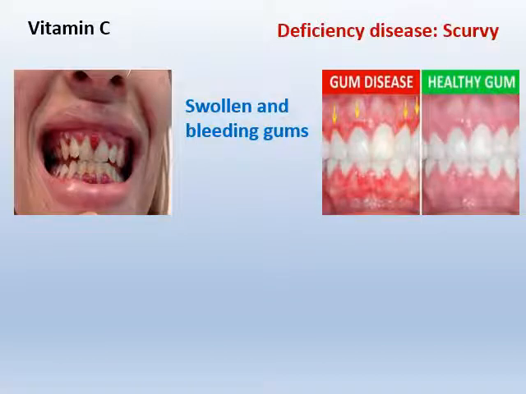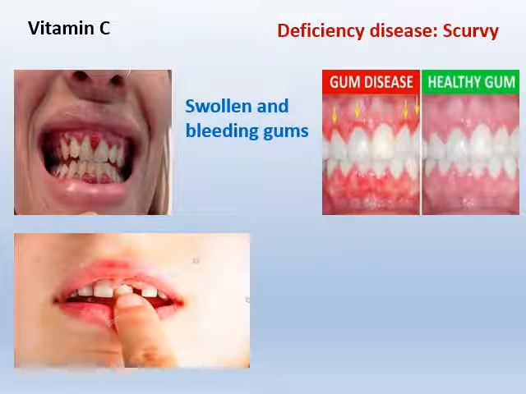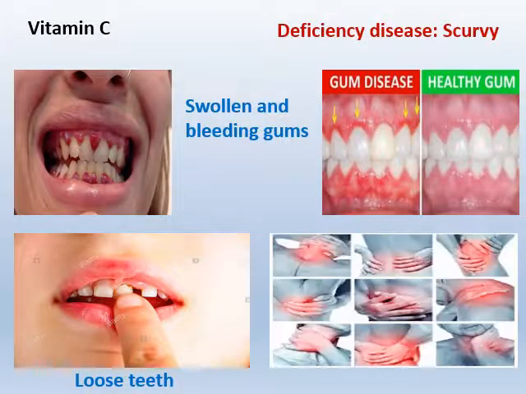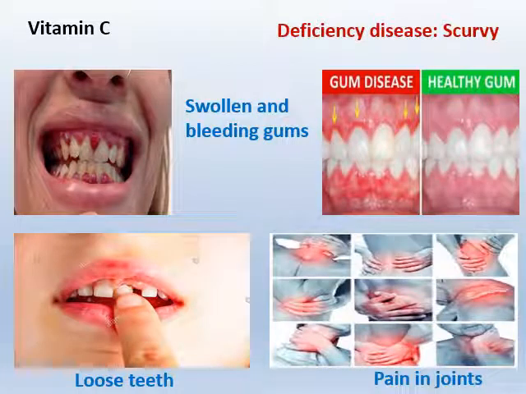Swollen and bleeding gums. And the next one is that the person loses his teeth very fast. That is, loose teeth. And the next one is pain in joints. In the joints lesson you have learned about different types of joints. Each and every joint gets a pain. So these are the three symptoms the person suffers with scurvy: swollen and bleeding gums, loose teeth, pain in joints.